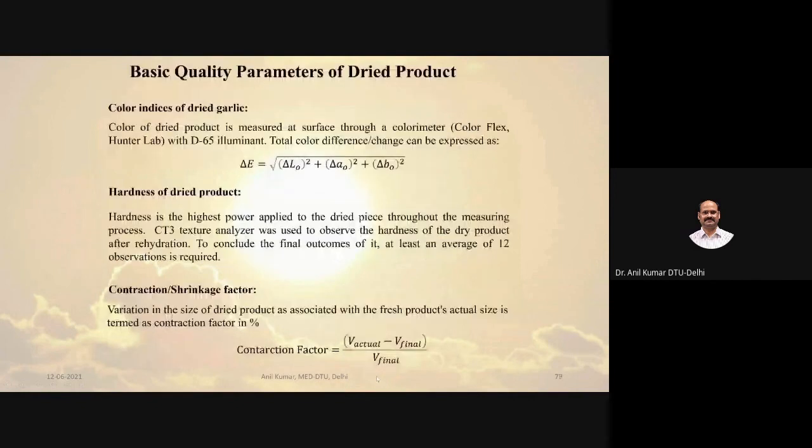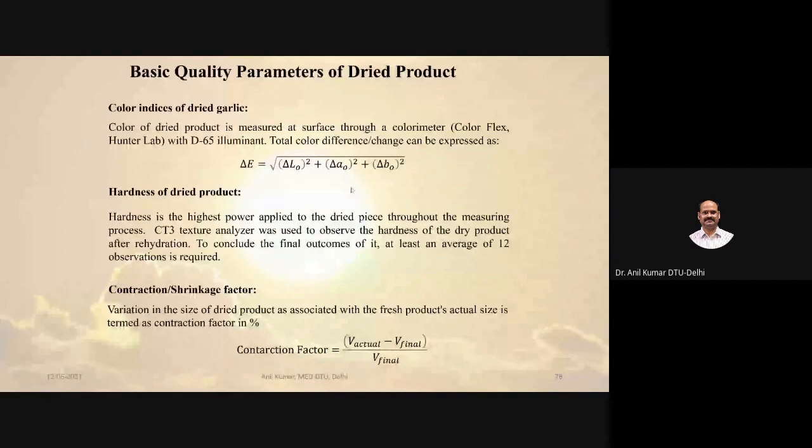Now these days the quality of the crop is also very important, such as the color. So L, a, b are the different color parameters that we can easily calculate. Overall, delta E we can calculate with the help of L, a, b, with the color of the dried product measured through the colorimeter. The colors are measured with a specific illuminant only, because if the illuminant changes, the color also changes.